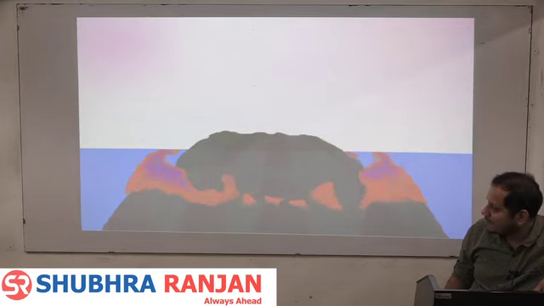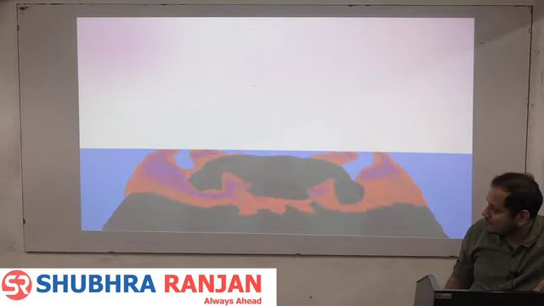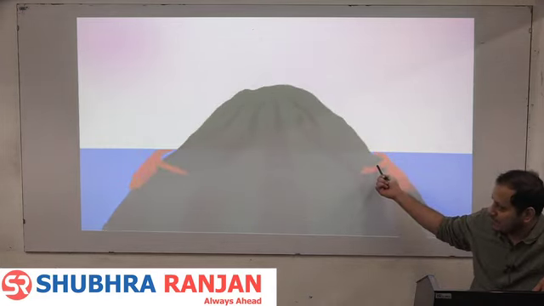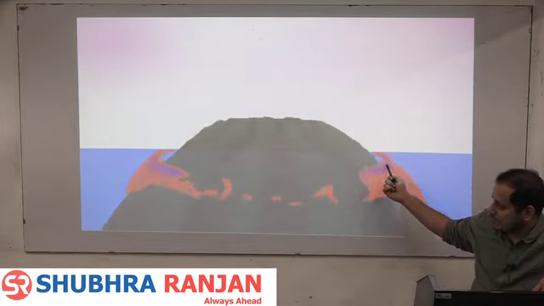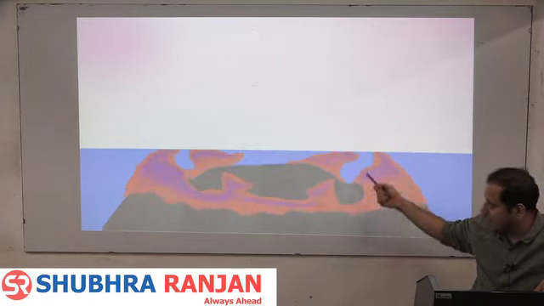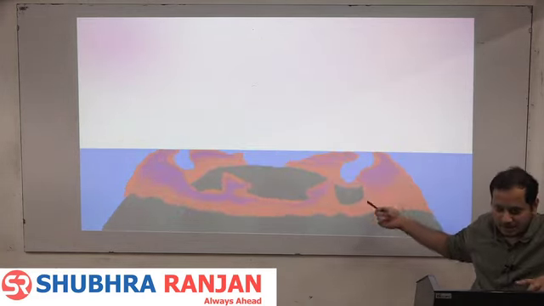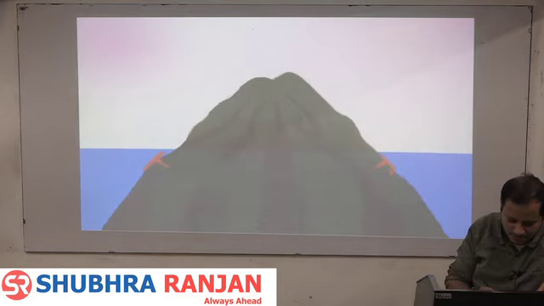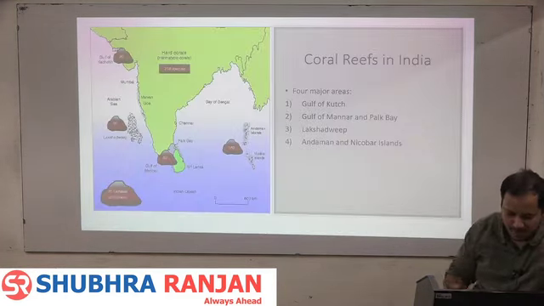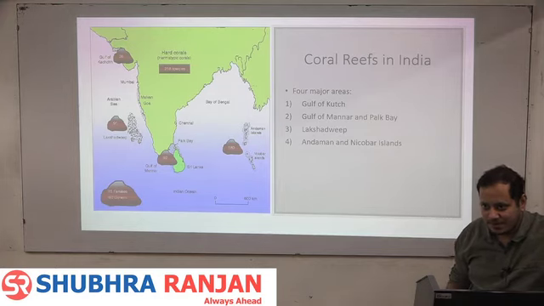Fine. Fringing reef, now slowly the barrier reef, and lastly the formation of an atoll, with an island, without an island, and this is a proper atoll. Conditions and distribution in India, coral reef distribution in India.